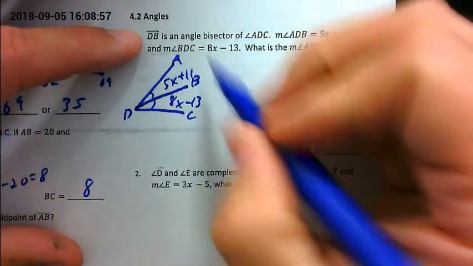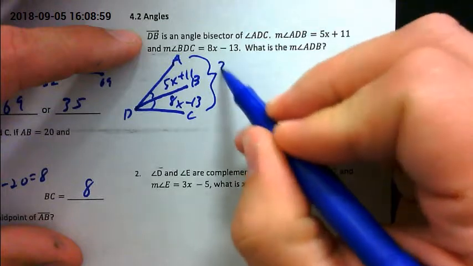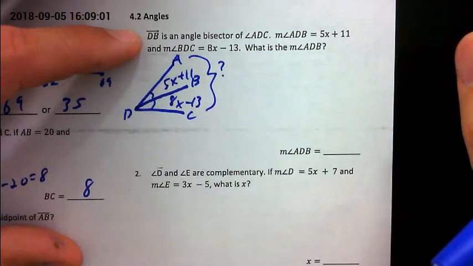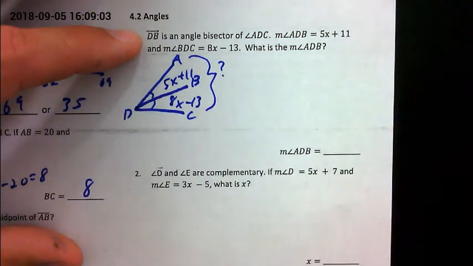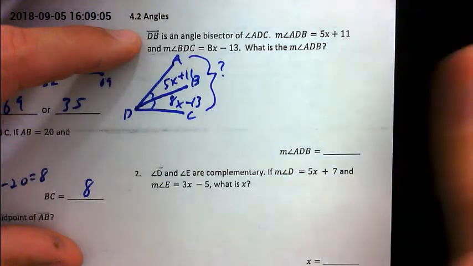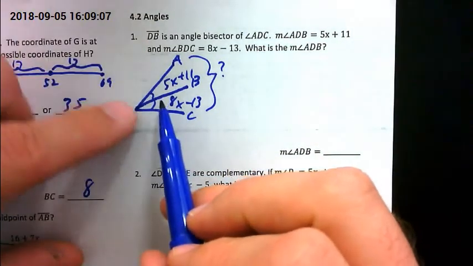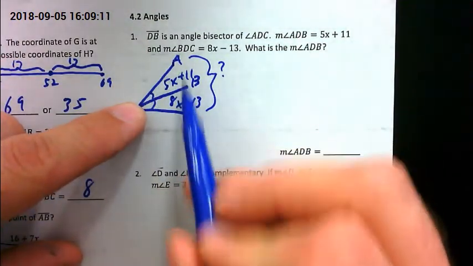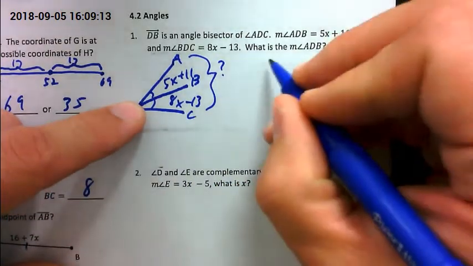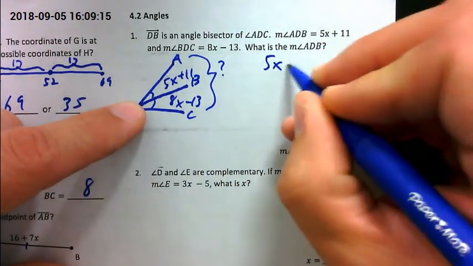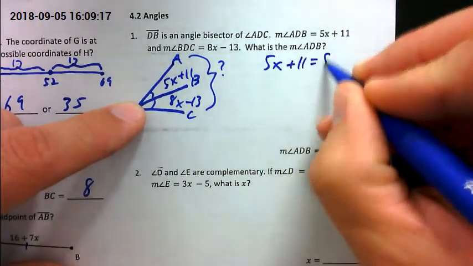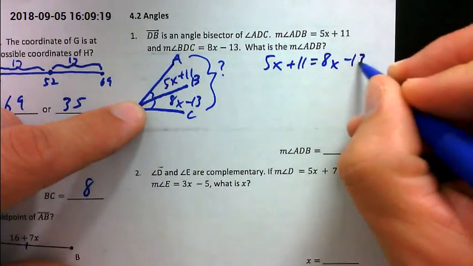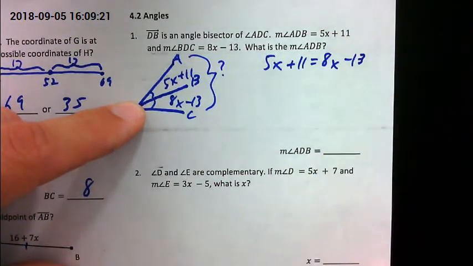They don't give us the whole thing. They don't give us this, right? We don't know that. Do we need to know it for anything? No. We don't want to make something up out there. They gave us enough information to solve this already. They told us that these two are congruent. Therefore, these two values have to be equal. That's going to be our equation. 5x plus 11 equals 8x minus 13.